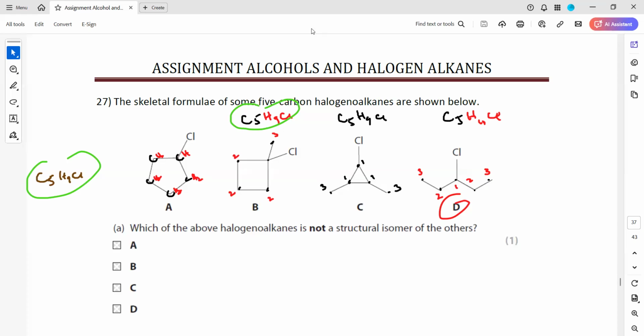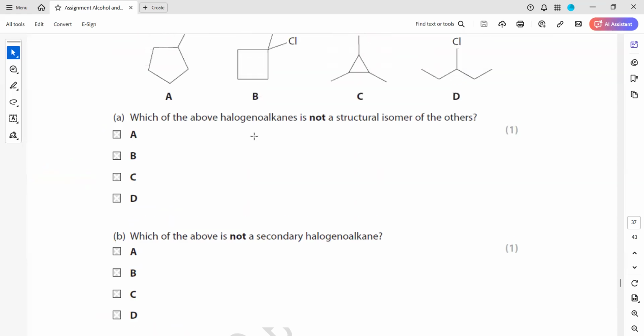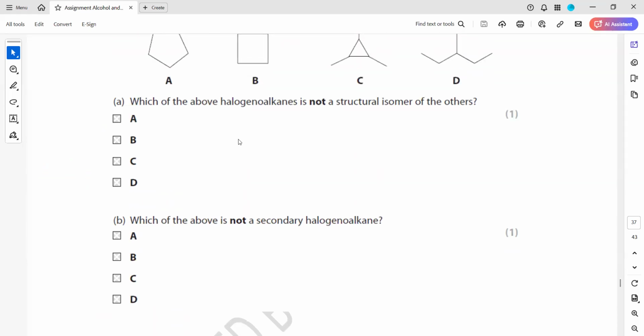The next we have, which of the above is not a secondary halogenoalkane? The term secondary refers to a carbon which is attached with a halogen. If it is surrounded by two alkyl groups, we call that a secondary. If it is surrounded by three alkyl groups, we call that a tertiary. And if it is surrounded by only one alkyl group, we call that a primary. So we have to check the carbon which is attached with the halogen, how many carbon chains are around.